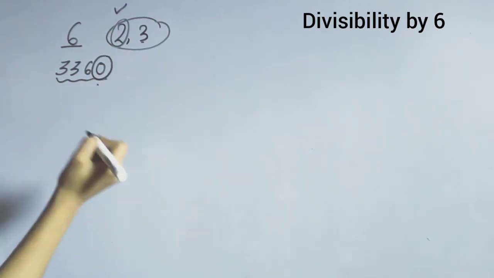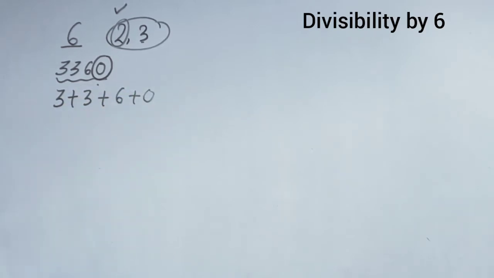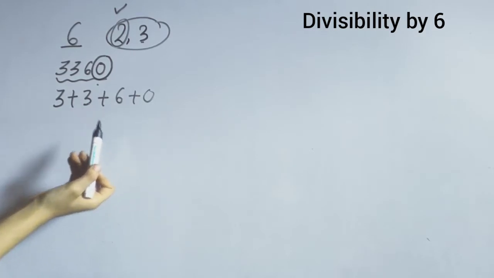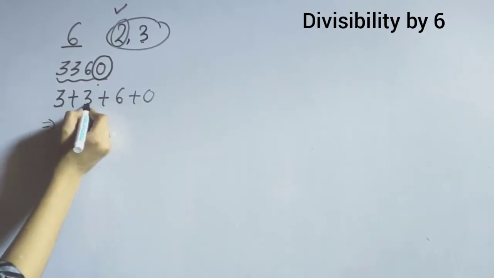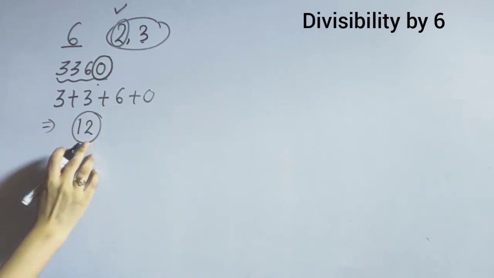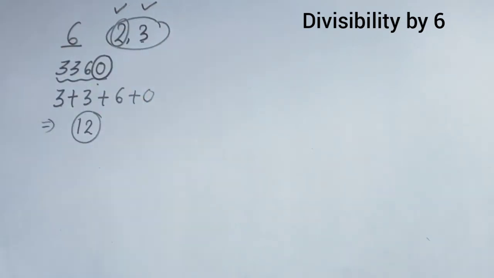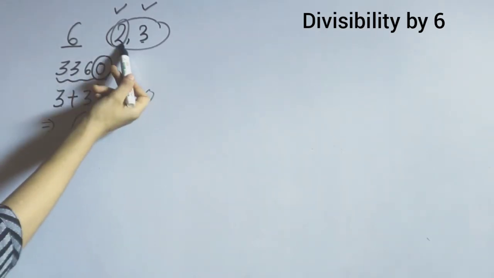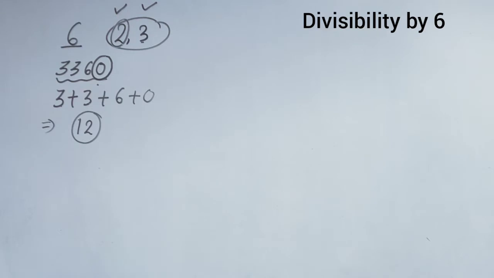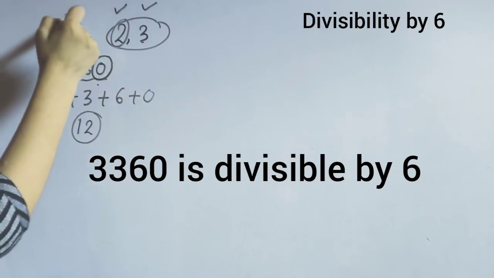What is the divisibility rule for 3? 3 plus 3 plus 6 plus 0. Dear students, a number is divisible by 3 if the sum of its digits is divisible by 3. So 3 plus 3, 6, 6 plus 6, 12, 12 plus 0, 12. You can see that 12 is divisible by 3. This number is divisible by 2 and 3 both. So we can say that 3360 is divisible by 6.